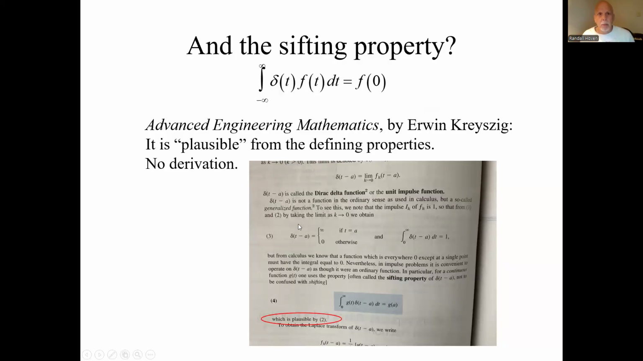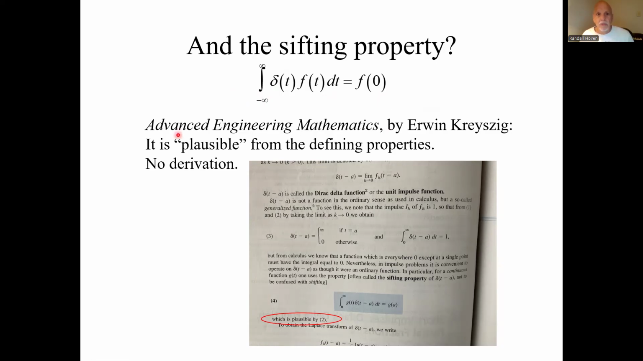Here's the other big property. Here's a property we really want, the so-called sifting property. If you had a function already, and you put the Dirac delta function in an integral with it, integrating over the entire real line, what you get is this function evaluated at 0. You just mapped a function to a number.